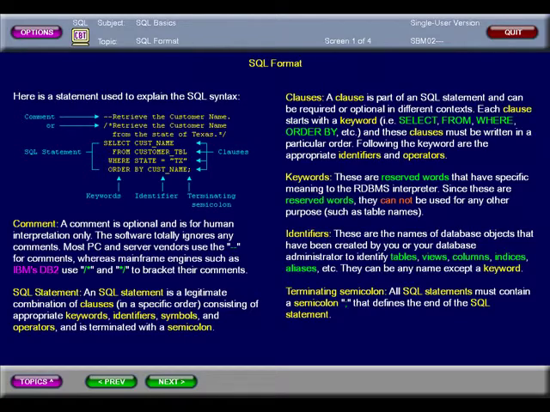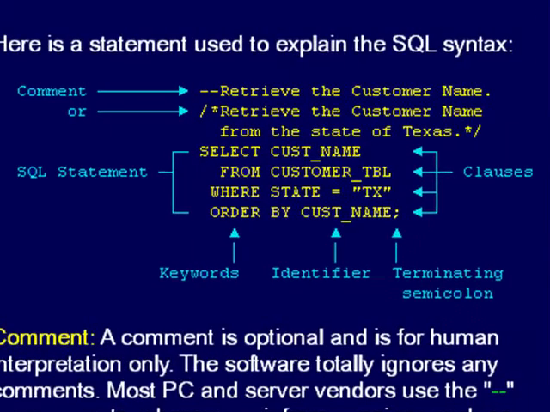Here's a sample statement showing the various components. You may include a comment ahead of or behind the SQL statement. Comments must be on a separate line and are ignored by the SQL interpreter. Most vendors use a starting double hyphen for comments. IBM's DB2 uses /* to start the comment and */ to end the comment.